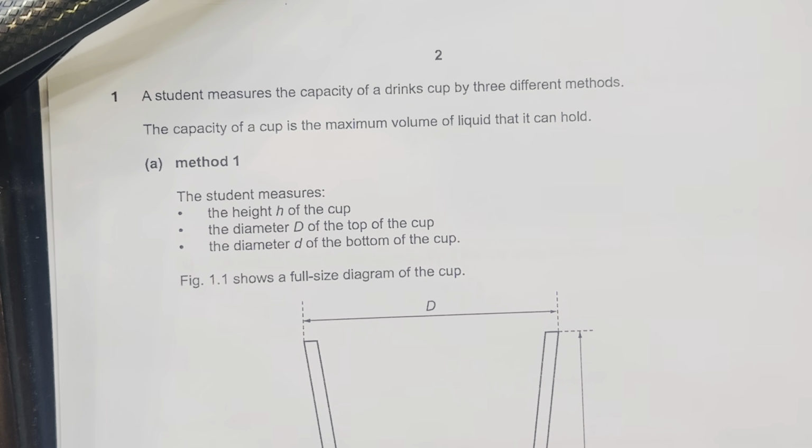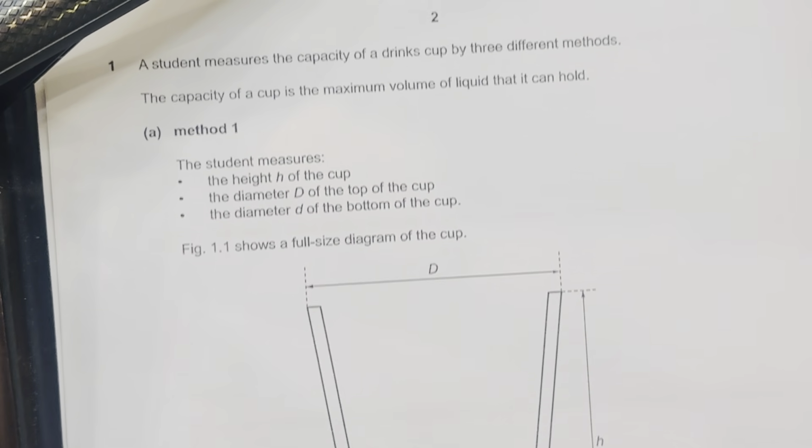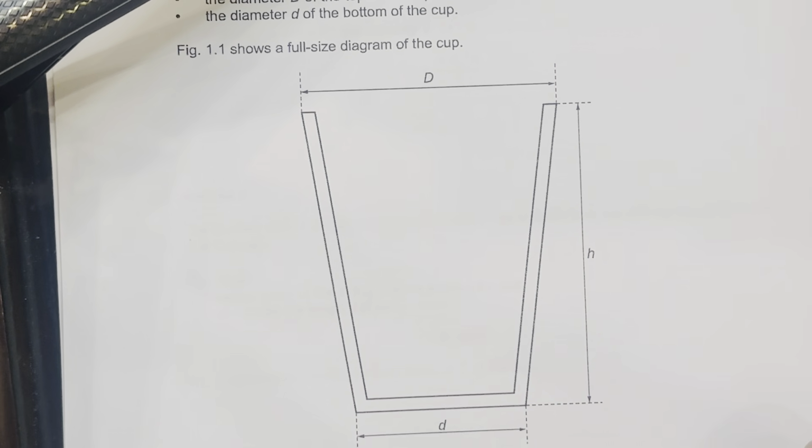First, a student measured the capacity of a drink cup by 3 different methods. The capacity is the maximum volume of liquid that it can hold. Method 1: The student measured the height h of the cup, the diameter D of the top, and the diameter d of the bottom. The figure shows a full size diagram of the cup. Okay, we can see that we have been given the full diagram of the cup.